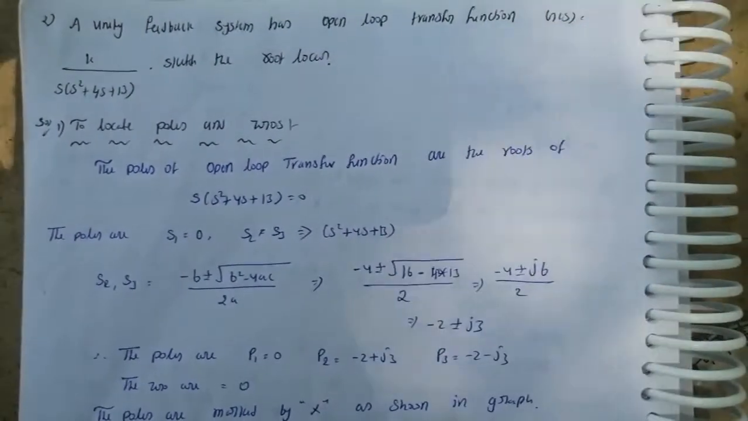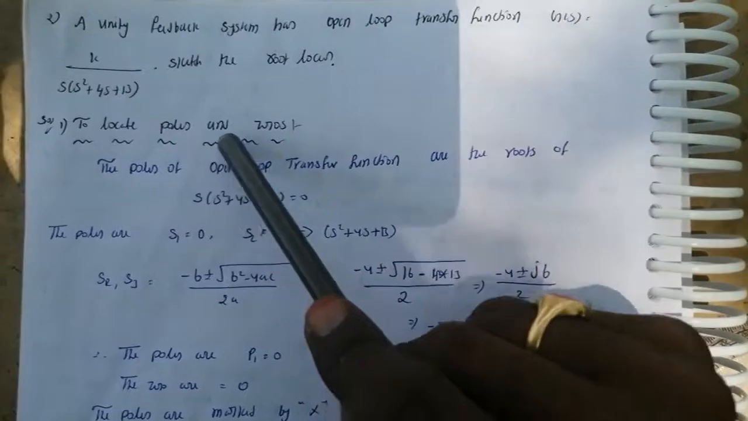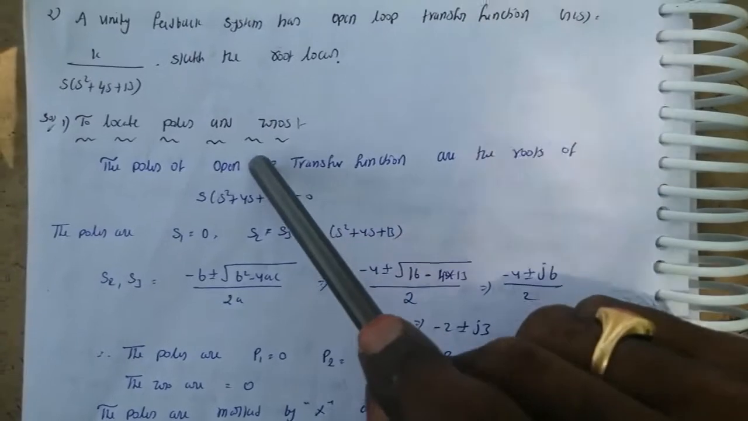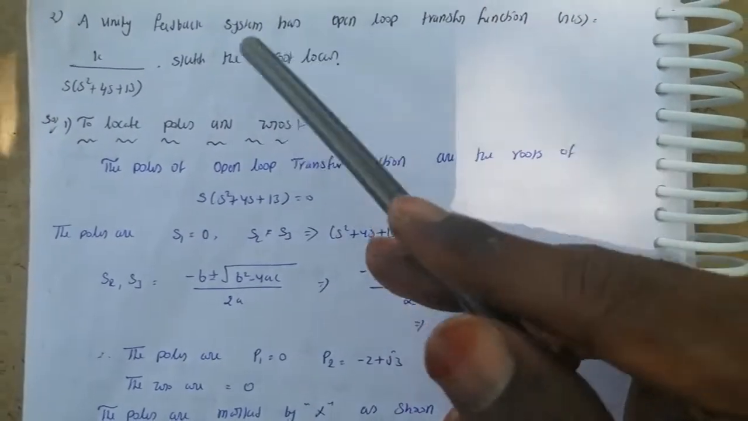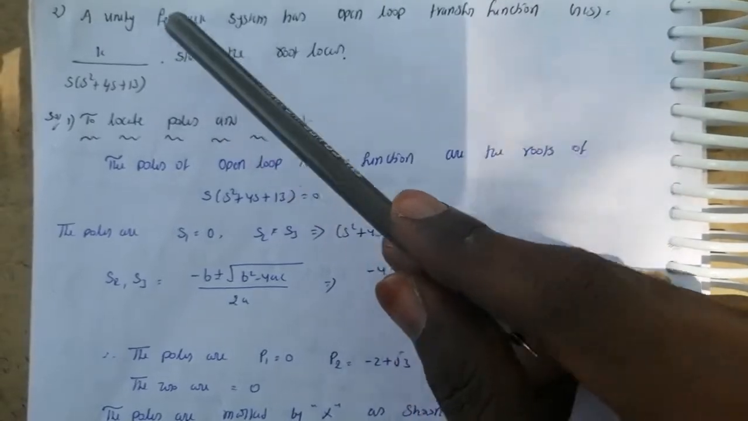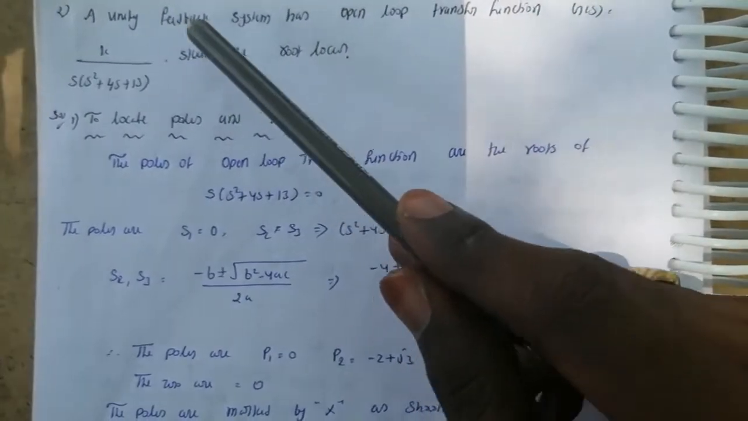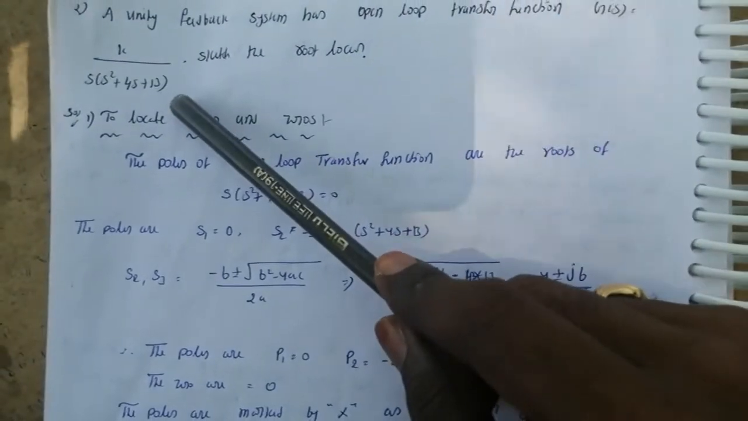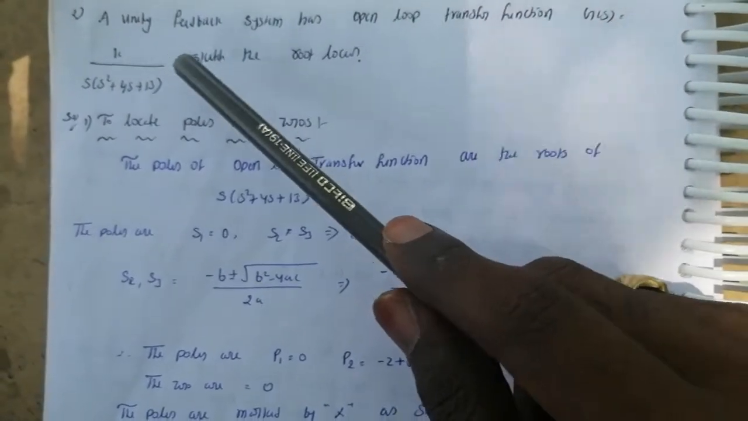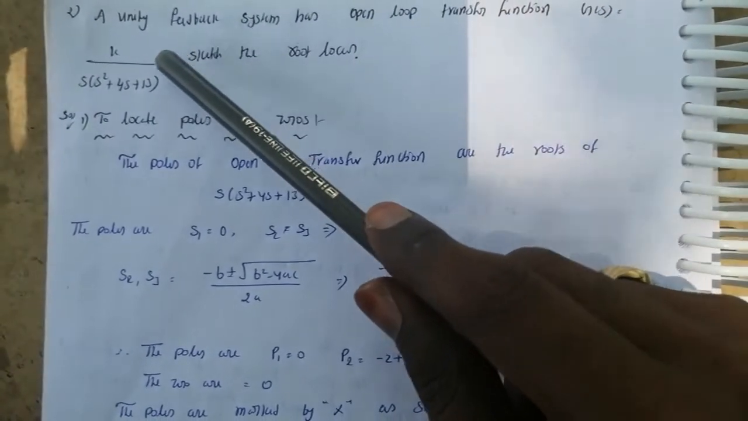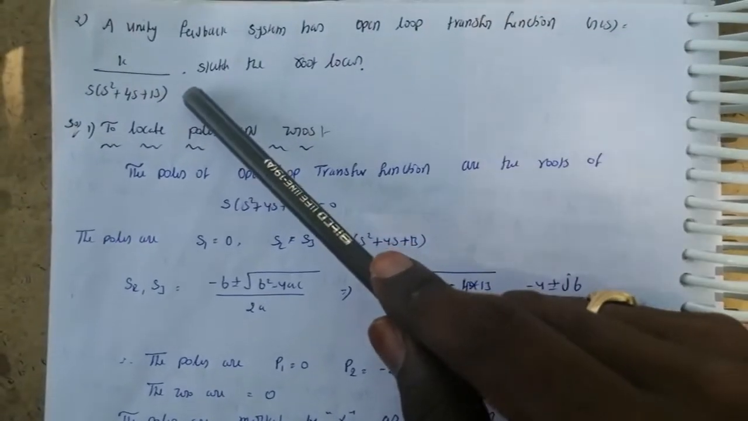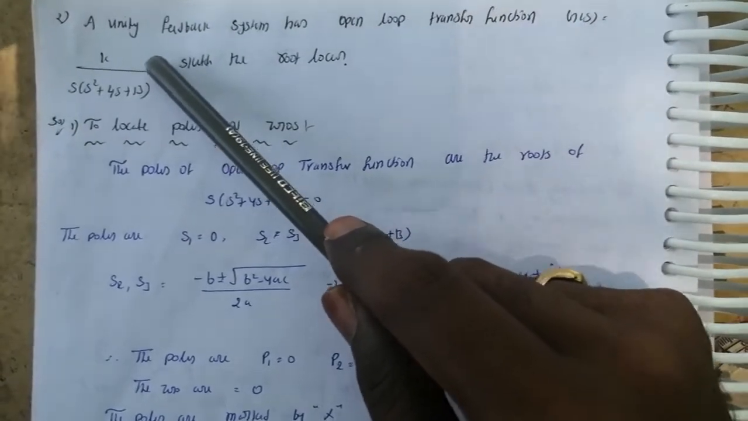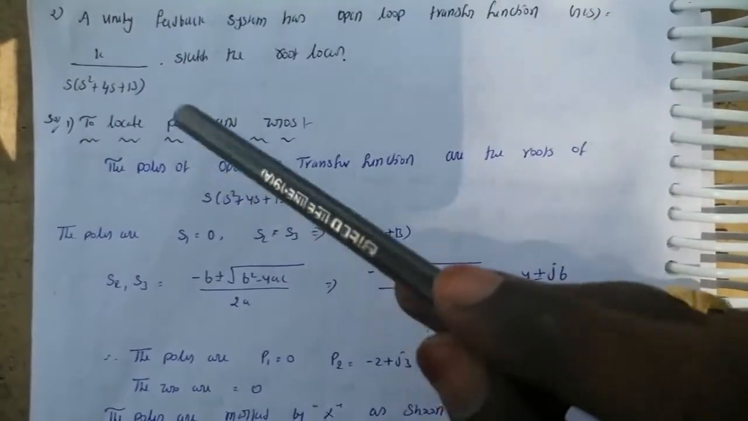So let me move to the first step, to locate the poles and zeros. How can we identify the poles and zeros from the given transfer function? The transfer function is a combination of numerator and denominator. The roots of the numerator are called zeros and the roots of the denominator are called poles. In this problem, we have the transfer function K divided by s into (s square plus 4s plus 13). There are no roots obtained from the numerator, so there are no zeros.